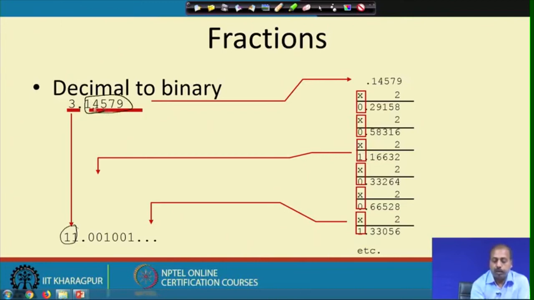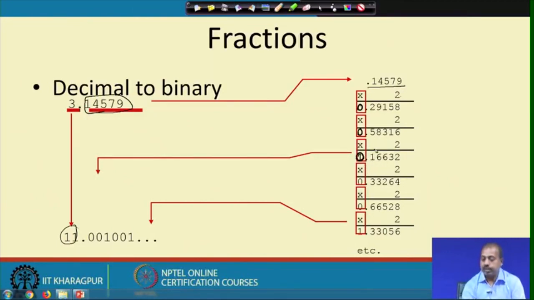For the fractional part, 0.14579, we go on multiplying it by 2. 0.14759 multiplied by 2 gives 0.29158. The portion that comes before the decimal point is 0, and then this 0.29158 is again multiplied by 2. We get 0.58316, again the value before the point is 0, and again we multiply it by 2. This gives 1.16 something, so this value is 1.